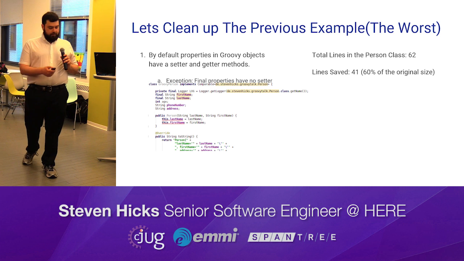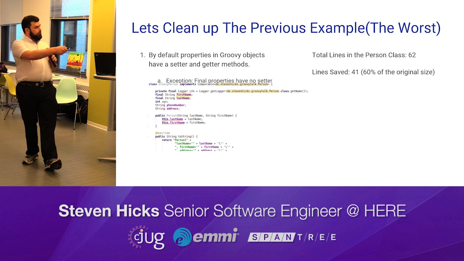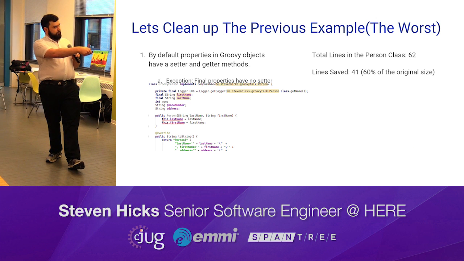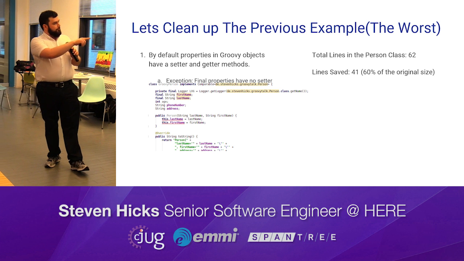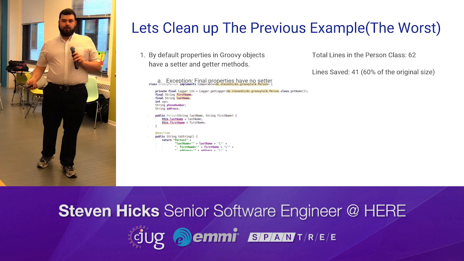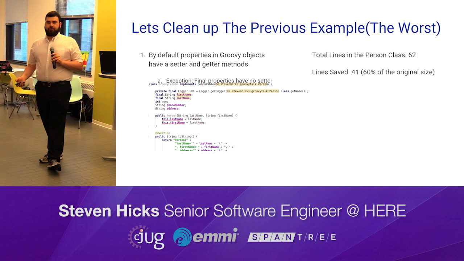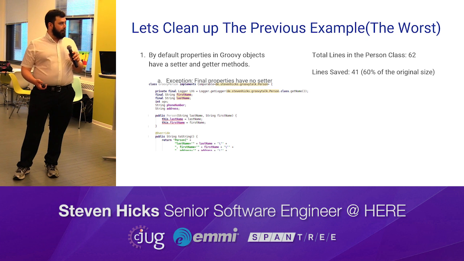In this case, if you mark the fields or properties, yeah, the laser pointer doesn't work on the TV. But if you mark the properties without a final statement, it'll generate a getter and a setter. If you mark it with the final statement, it'll just generate a getter.